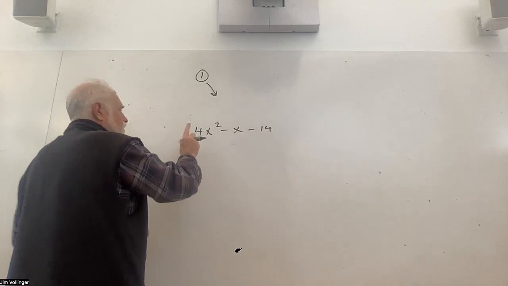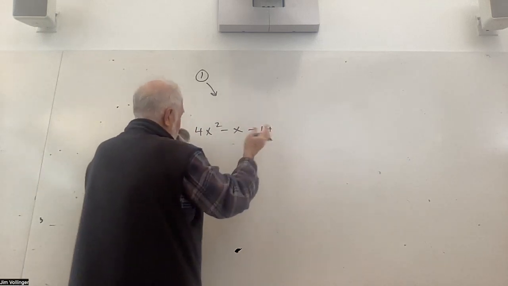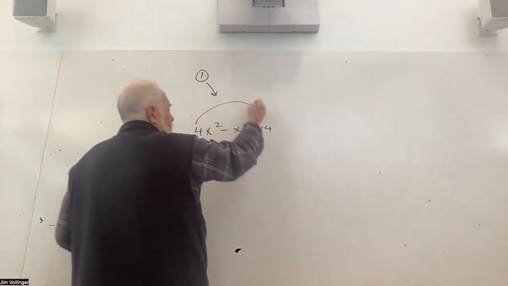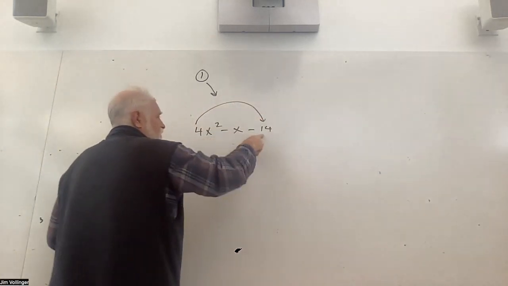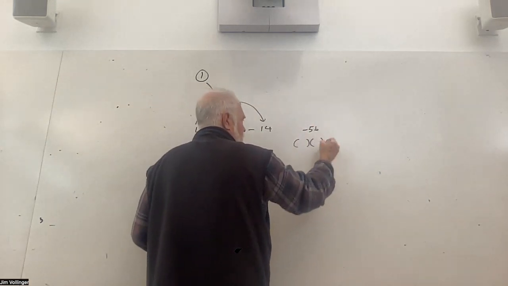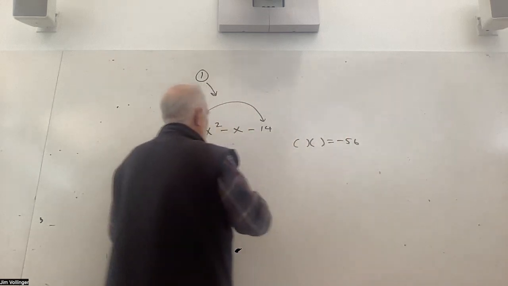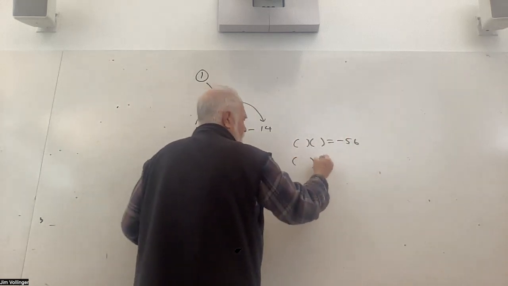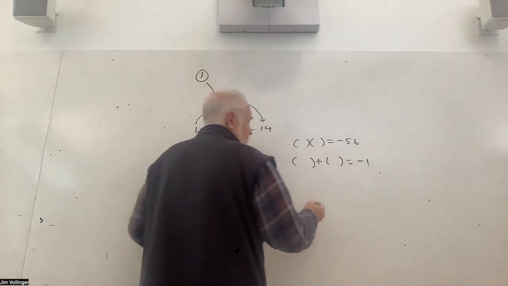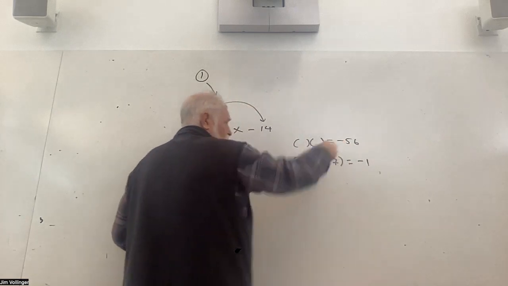All right, so since we've got situations where both factors are going to be different here, we might do the factor by grouping method, which is to multiply 4 times negative 14, which is negative 56. So we want two numbers that multiply out to negative 56, and we also want those two numbers to add up to negative 1. I think we're looking at 8 and 7. Negative 8 and positive 7 multiply out.